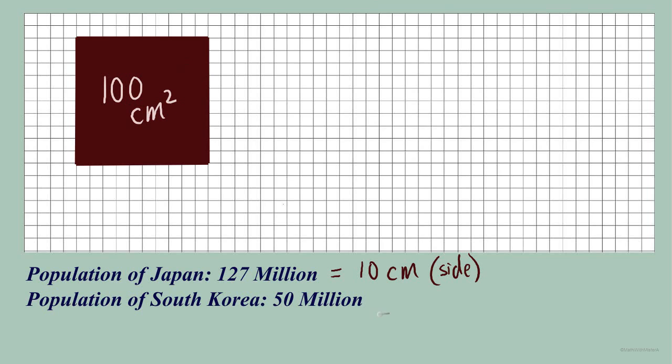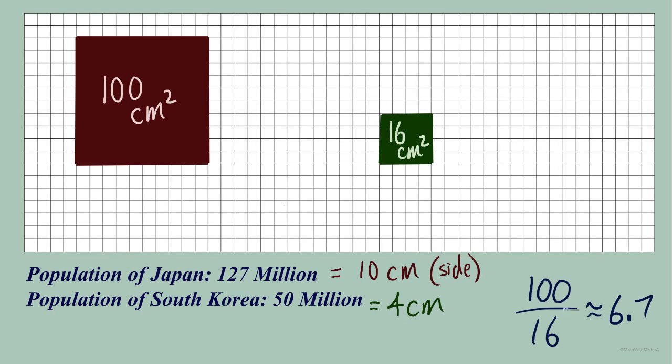If we use the result from our last example, when we scaled by length, and a 10 centimeter bar for Japan meant a 4 centimeter bar for South Korea, a square with each side that is 4 centimeters has an area of 4 times 4, 16 square centimeters. And what is the ratio of these areas? 100 compared to 16 is about 6.7 times bigger. But we know that the population of Japan is only about 2.5 times bigger.